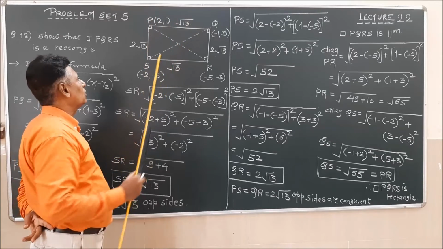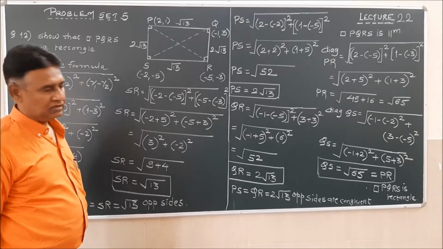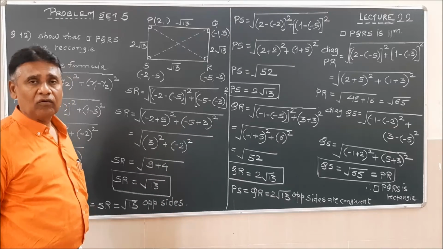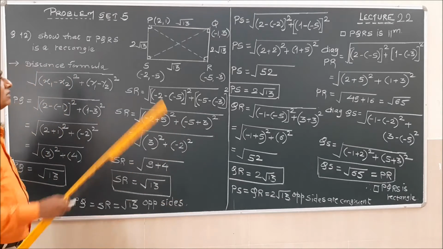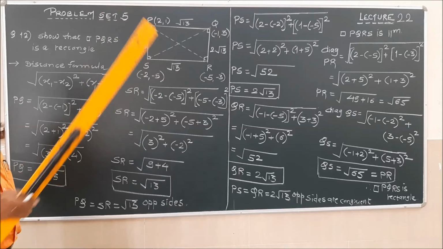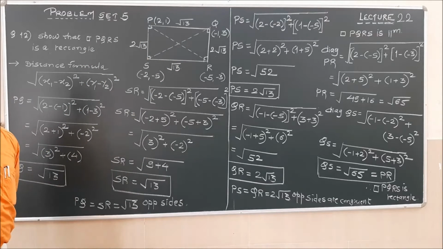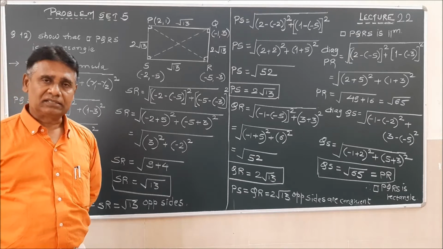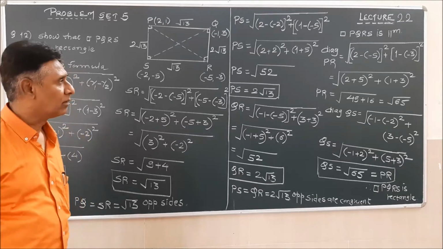In the same way, PQ and SR are root 13 each. So a pair of opposite sides are congruent. If a pair of opposite sides are congruent, then quadrilateral PQRS for the time being becomes a parallelogram. This is the basic property of a parallelogram, that its opposite sides are congruent.